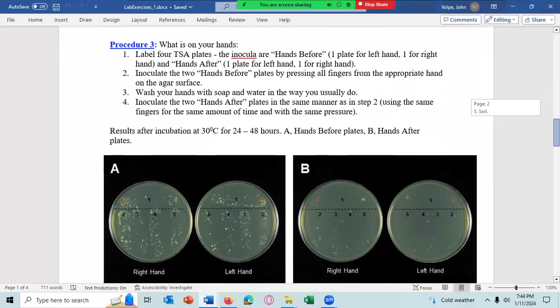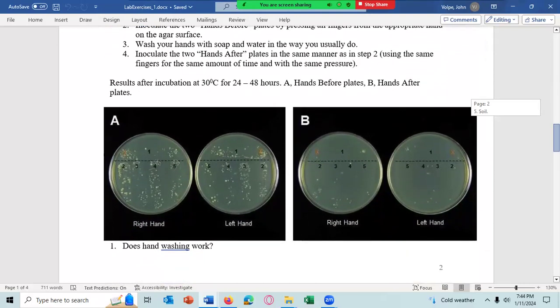Procedure 3, what's on your hands? What we did in procedure 3 was we touched the agar plate with our fingers before we washed our hands. And then we washed our hands, dried them, and then touched the agar plate again. And as you can notice, after washing your hands, there are fewer organisms, but there are some organisms after washing your hands.